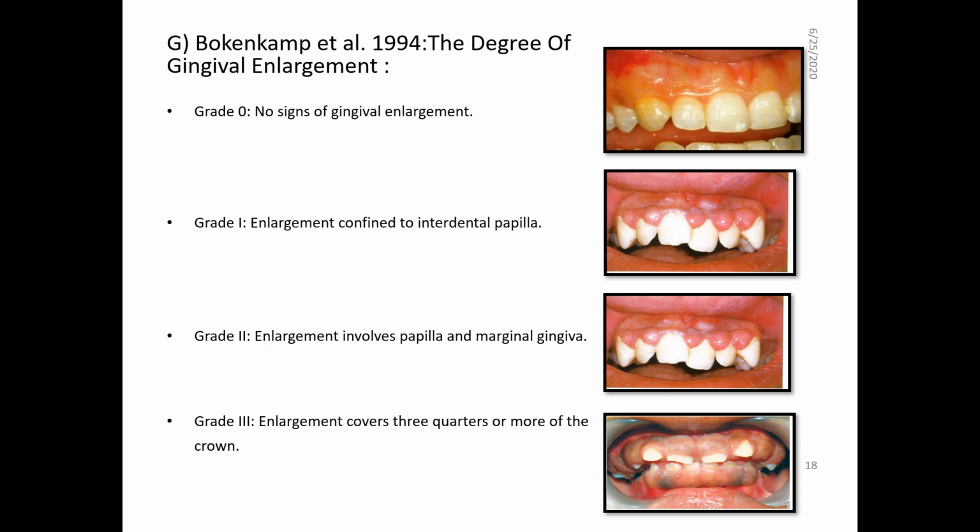Next was given by Bokenkamp et al. in 1994 according to the degree of gingival enlargement. Grade 0 when there are no signs of gingival enlargement. Grade 1 when the enlargement is only limited to interdental papilla. Grade 2 when enlargement involves papilla and marginal gingiva both. And grade 3 when it covers more than 2/3 of the crown and interferes with the function.